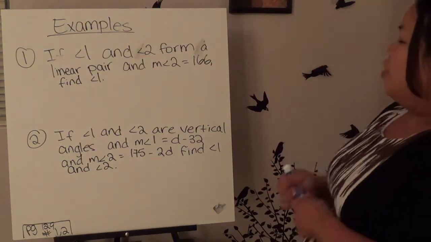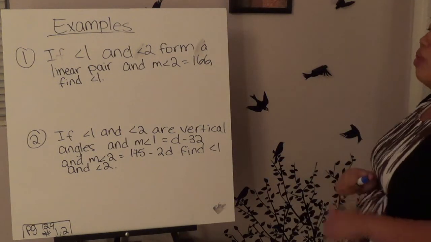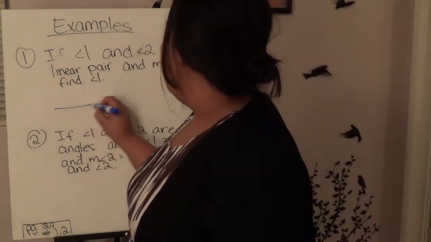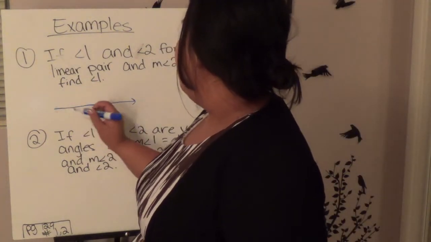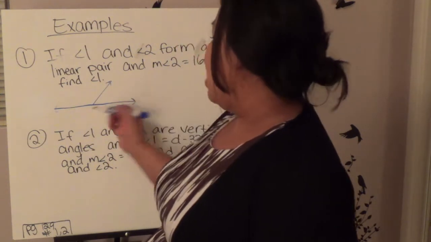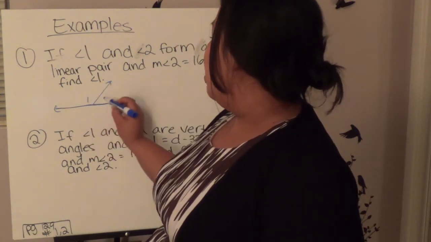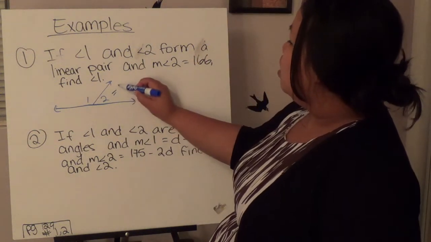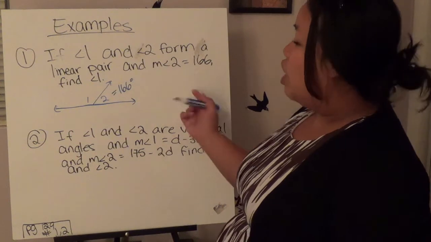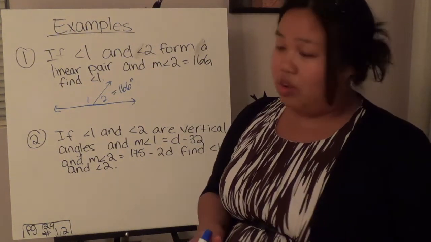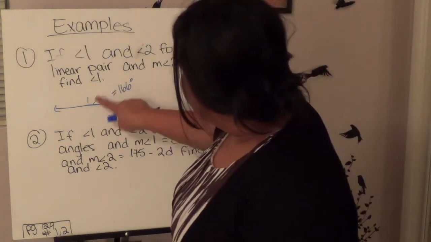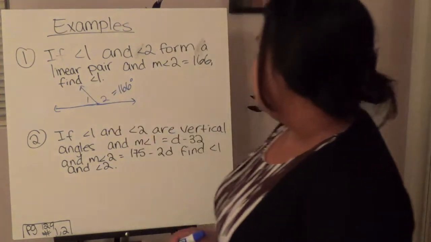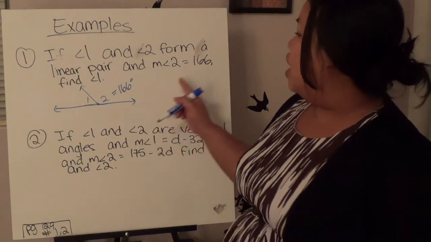The first one says, if angle 1 and angle 2 form a linear pair, so a linear pair means a straight line, and somewhere there's angle 1 and angle 2, and it tells me that angle 2 is 166 degrees. Now, as you can see, my picture is not necessarily accurate, but I can change it up to look like 166 degrees. And they want me to find what?